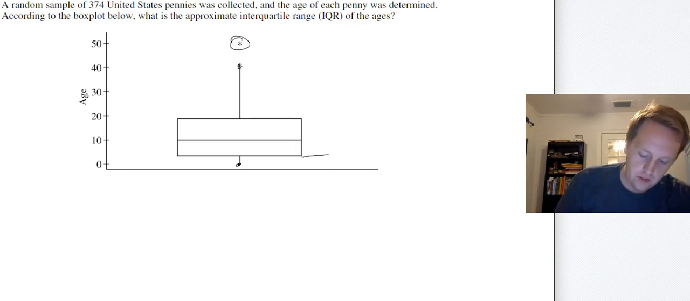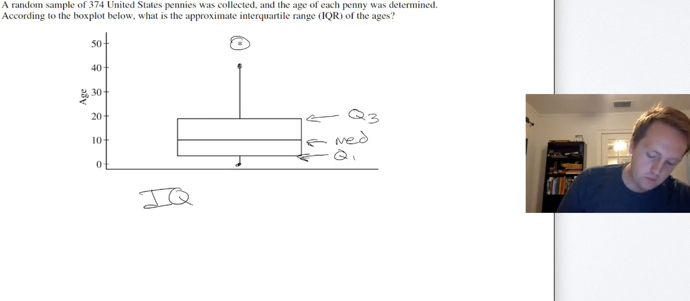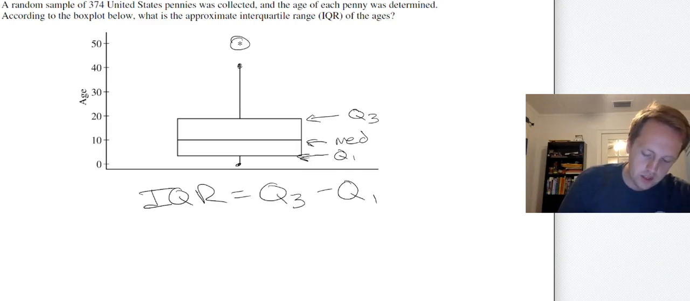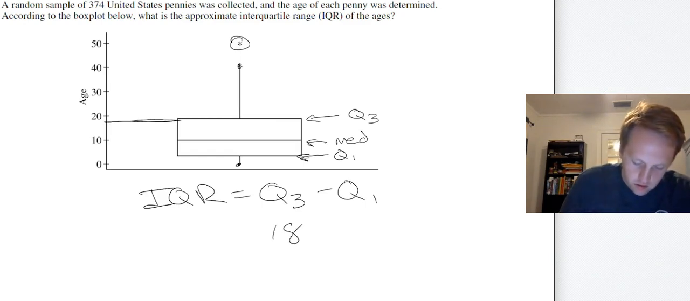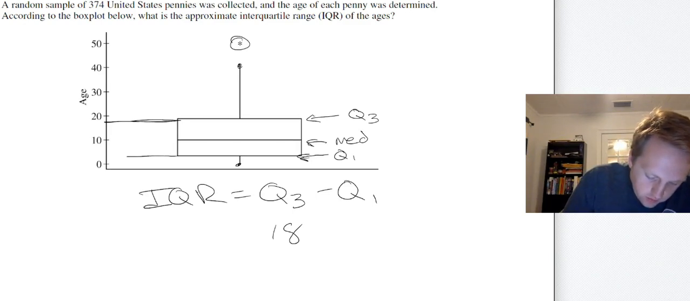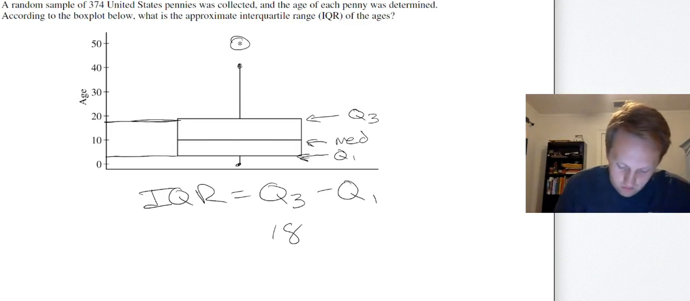Right here, the start of the box is Q1. The vertical line in the middle, or I guess it's horizontal this time, is the median. And this is Q3. IQR is Q3 minus Q1. So we just need to estimate that. That looks like it's 18. And that looks like it's 3. So we'll say about 15.